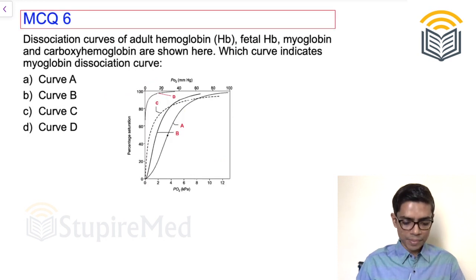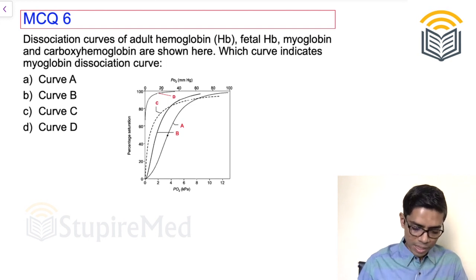Question number 6. Dissociation curves of adult hemoglobin, fetal hemoglobin, myoglobin and carboxyhemoglobin are shown here. You have to identify which curve indicates the myoglobin dissociation curve. So note down from here. Curve number A. This curve is nothing but the normal curve.